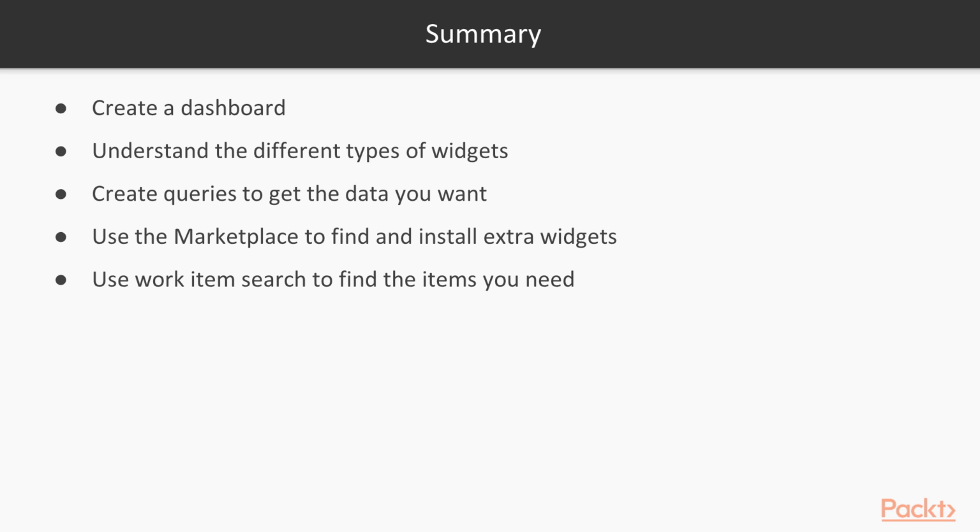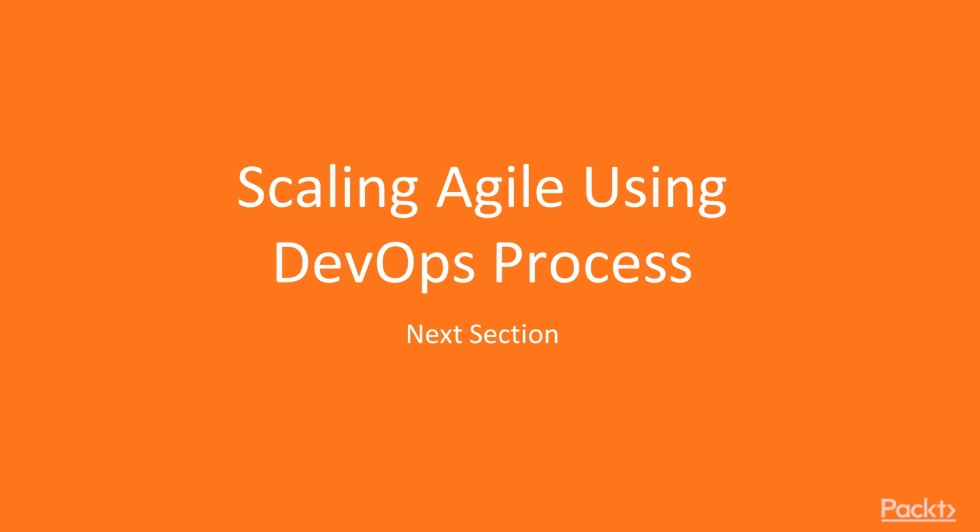To summarize, we've covered how to create a dashboard, understand the different types of widgets, create a query to get the data you want directly out of Team Foundation Server or Visual Studio Team Services. We've also used the marketplace to install additional widgets, and we've also used the global work item search to search for items directly from the search bar. In the next section, we're going to cover scaling agile using DevOps processes.